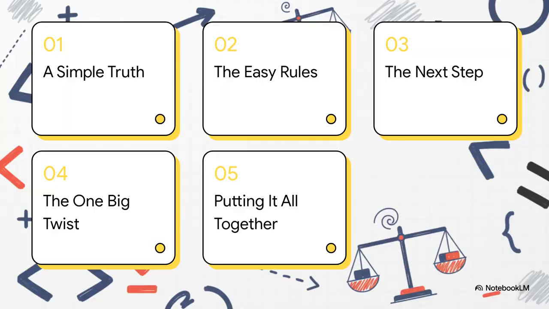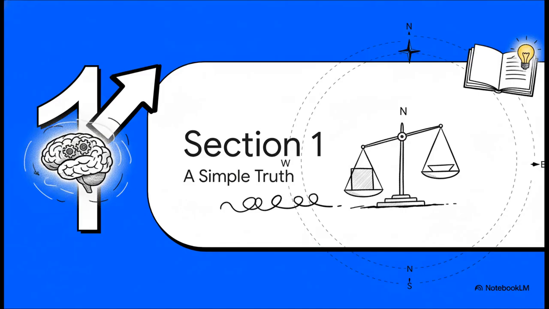Let's do it. Okay, so here's our roadmap for today. First up, we're starting with a simple truth. Then, we'll cruise through the easy rules for adding and subtracting. After that, we'll take the next step into multiplying and dividing. Then comes the main event, the one big twist. And finally, we'll put it all together. Let's get started. All right, section 1, a simple truth.